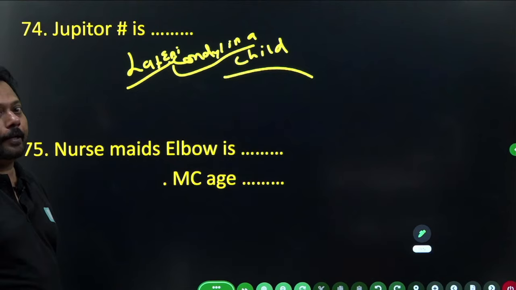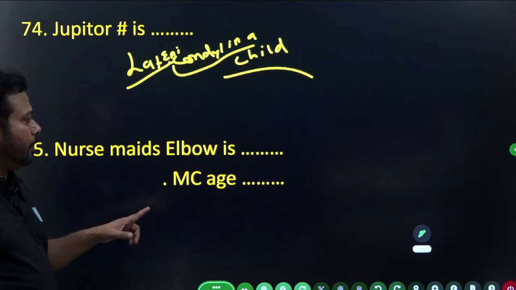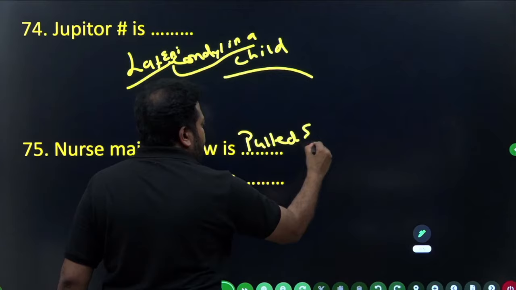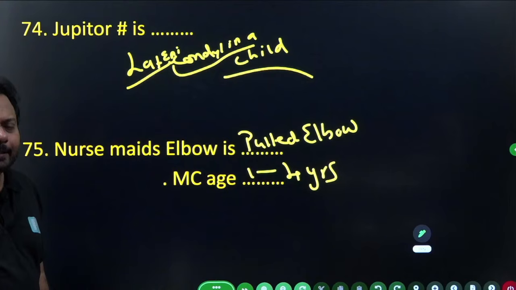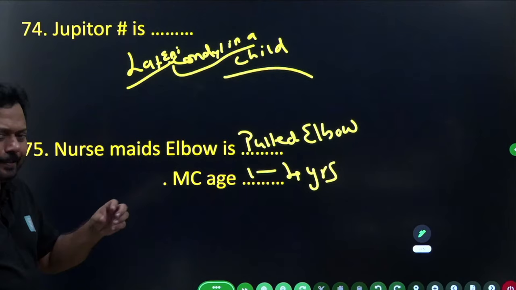Nursemaid elbow is nothing but pulled elbow. Most common age is between 1 to 4 years. Usually it is rare after 5; that's what the book says. What is it? It is slippage of the radial head from the annular ligament. That is called pulled elbow. Other name is nursemaid elbow.